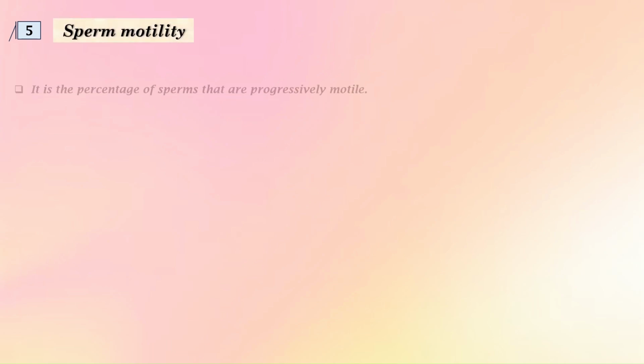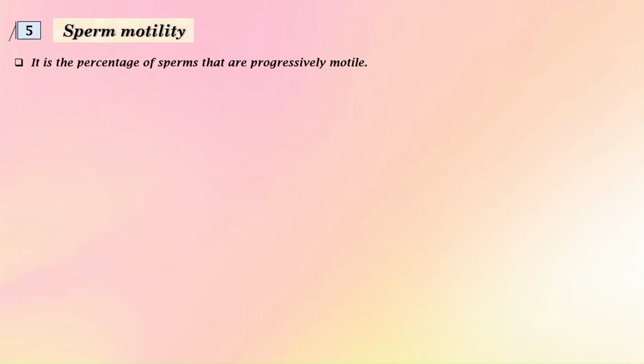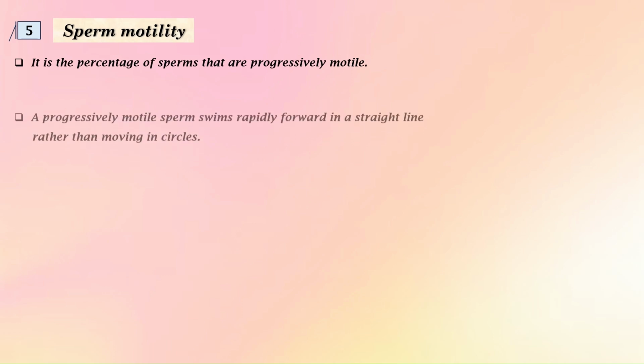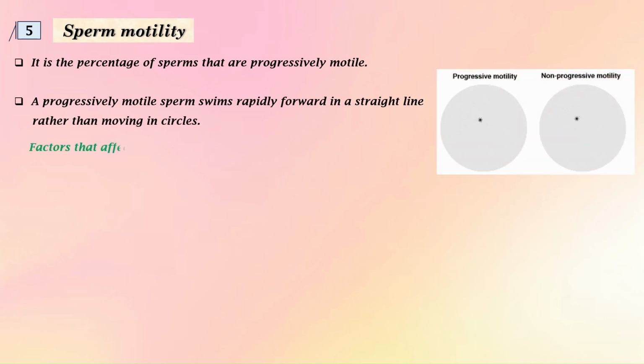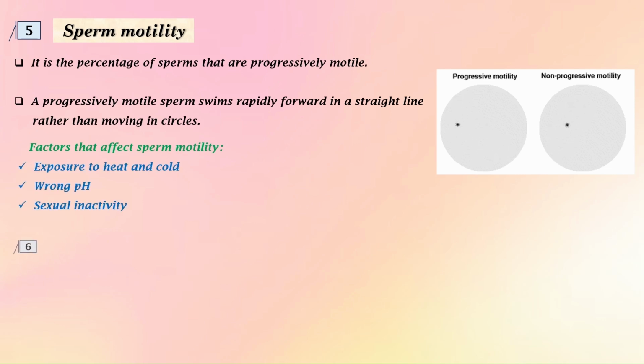The fifth factor is sperm motility. It is defined as the percentage of sperms that are progressively motile. A progressively motile sperm swims rapidly forward in a straight line rather than moving in circles, as shown in this figure. The factors that affect sperm motility are exposure to heat and cold, wrong pH, and sexual inactivity.